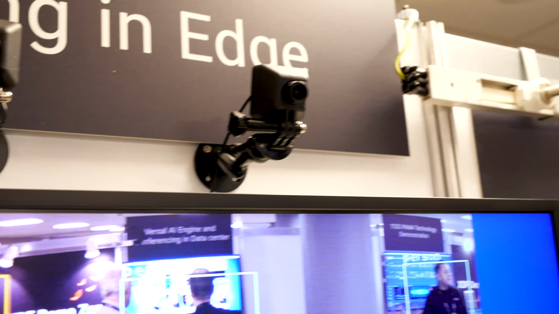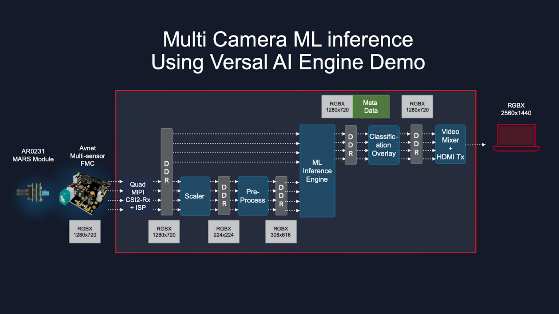In this demo, we have 4 live camera feeds coming in over MIPI, and before it goes into the machine learning network, we do image sensor processing, and we also prep the images so that they can be fed into the Tiny YOLO version 2 implemented in the AI engine block.